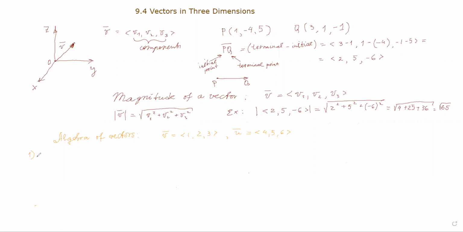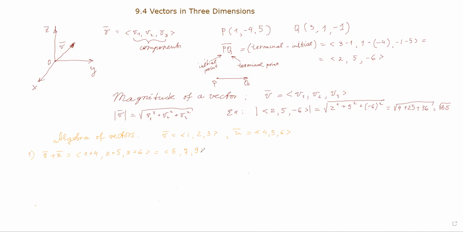So we add vectors by adding components. If you want to add vector v plus vector u, I'm just going to add components. 1 plus 4, the x component separately, 2 plus 5, the y component separately, and 3 plus 6, the z components separately. And after you add them, you are going to have 5, 7, and 9. So that's the sum of two vectors.